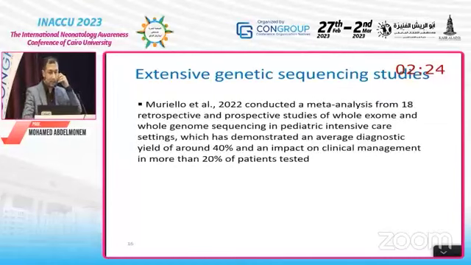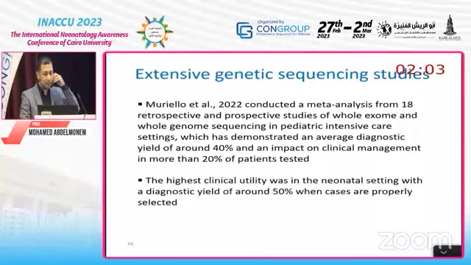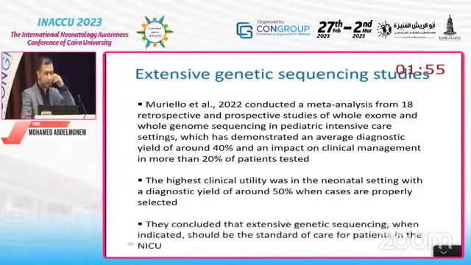In another study, Mariello et al. conducted a meta-analysis of 18 retrospective and prospective studies of both whole exome and whole genome sequencing in pediatric intensive care units, which has demonstrated an average diagnostic yield of about 40% and an impact on clinical management in more than 20% of patients tested. The highest clinical utility was in the neonatal setting, with a diagnostic yield of around 50% on average, when cases are properly selected, of course. They concluded that extensive genetic sequencing, when indicated, should be the standard of care for patients in the NICU.